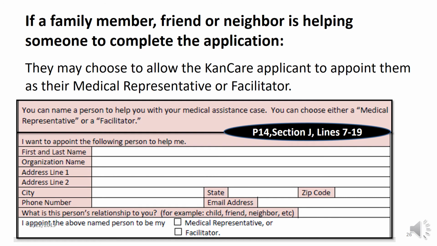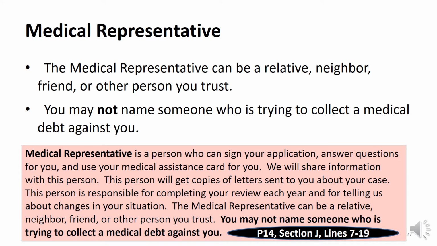If a family member, friend, or neighbor is helping someone to complete the application, they may choose to allow the KanCare applicant to appoint them as their medical representative or facilitator. A medical representative can be a relative, neighbor, friend, or other person you trust. You may not name someone who is trying to collect a medical debt against you.